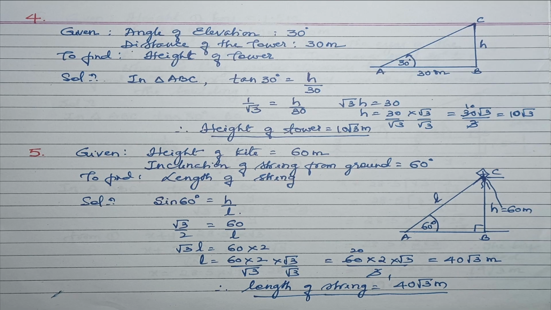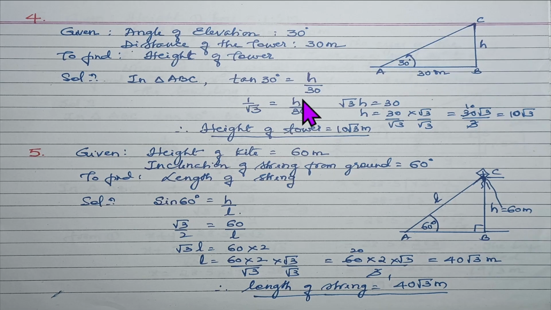Now coming to the next example, we are given a tower. There is a tower here, BC is the tower, and there is a point A at 30 meters from the foot of the tower. From point A, the top of the tower makes an angle of elevation 30 degrees. So we have to find the height of the tower. So we have drawn a right angle triangle here, ABC. BC is the height of the tower, so I have taken it as H, and relating BC and AB, we have to take tan 30.